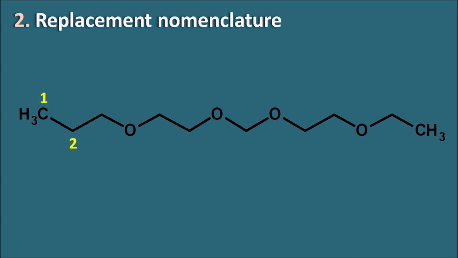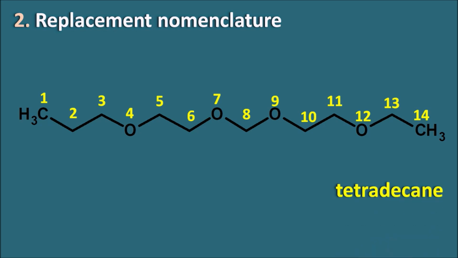So this is 1, 2, 3. Then we are giving the numbering to the oxygen because we are considering it as carbon. So 4, 5, 6 and again 7, 8, again 9, 10, 11, 12, 13, 14. In this way, this compound is considered such that all the oxygens are replaced by carbon. So this is a tetradecane because it has 14 carbons. 14 carbons can be indicated by tetradecane.